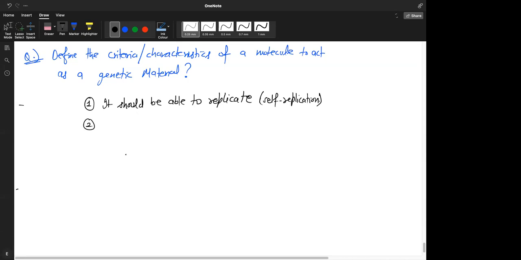What else do you think it should have? It should be a stable molecule, right? It should not easily degrade in the cell. Yes or no? Yes, sir. It should be chemically and structurally stable.